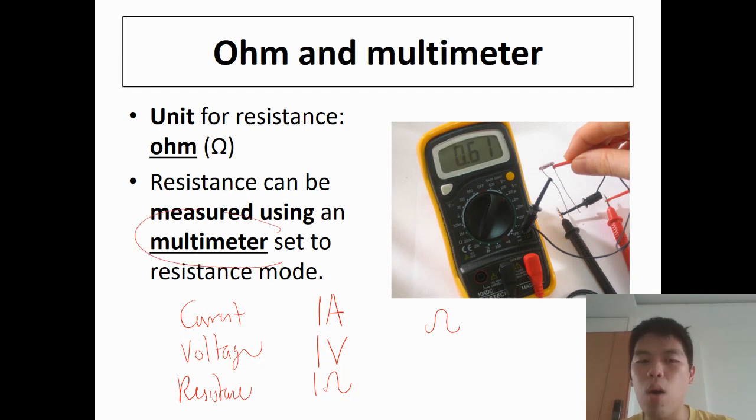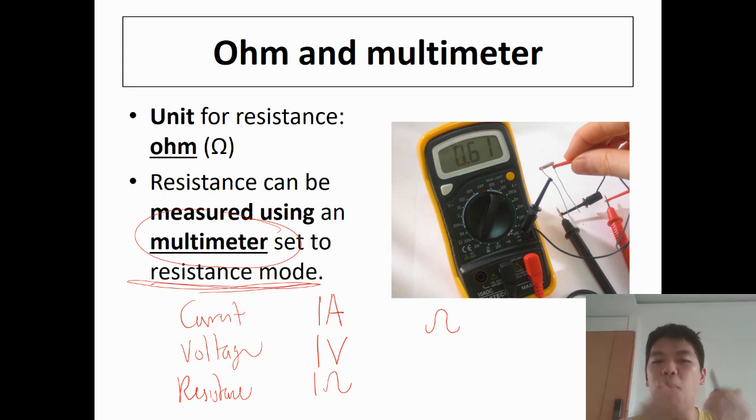What is the device that we use to measure resistance? We use a multimeter. This multimeter must be set to resistance mode because a multimeter, from the word multi, can measure multiple things. The multimeter can measure current, voltage, and resistance. So to measure resistance, let's just use the resistance mode in this multimeter itself.